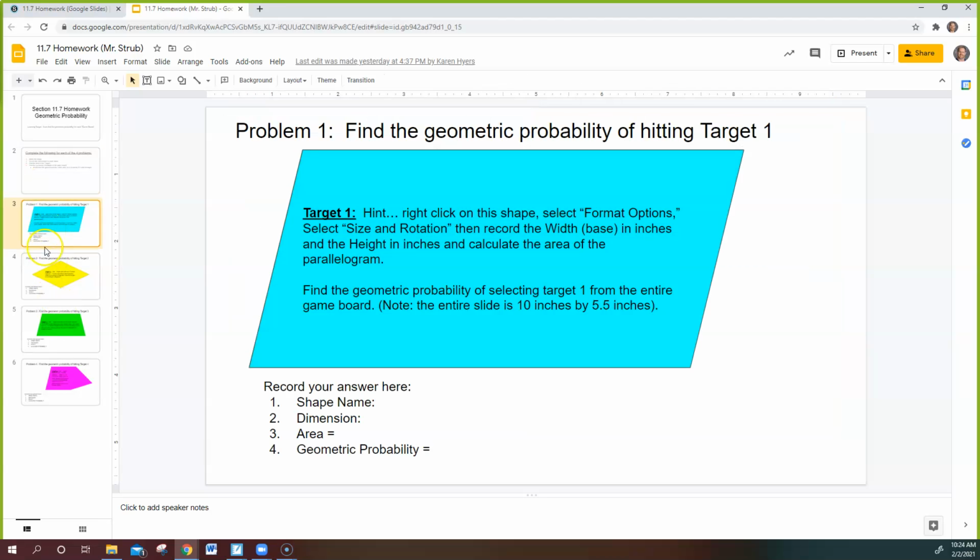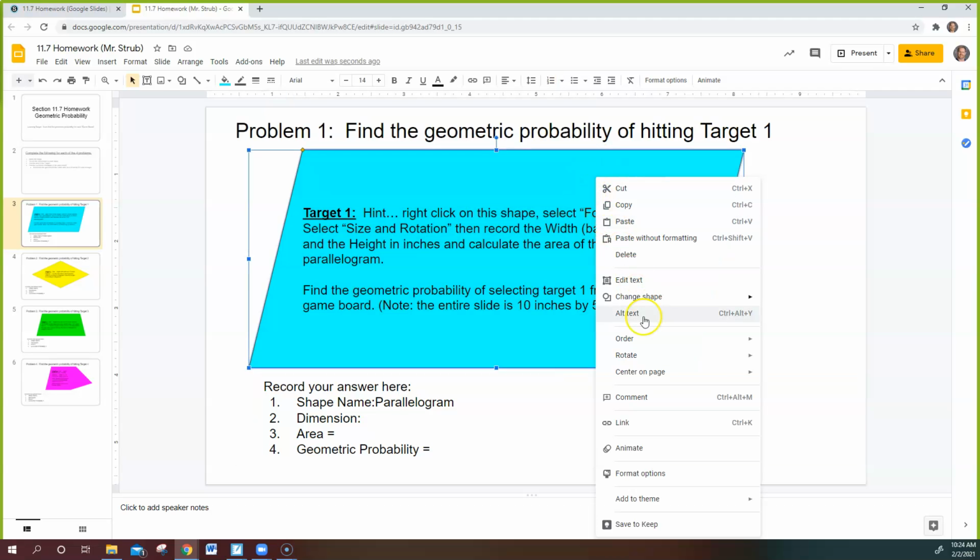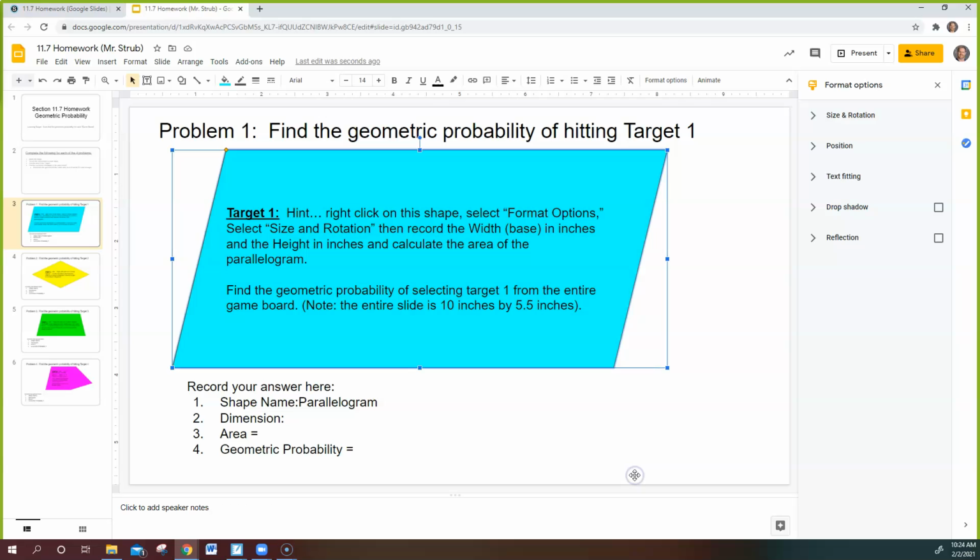So let's look at it, you have 4 shapes. Here's the first one. And just a quick refresher, I want to name this shape. So you're literally just going to type in parallelogram, right? There's your first answer. And then your dimensions, you want your base and your height. Well, how do you find that? Do a right click, format options, size and rotation. And the video on the project explains that.